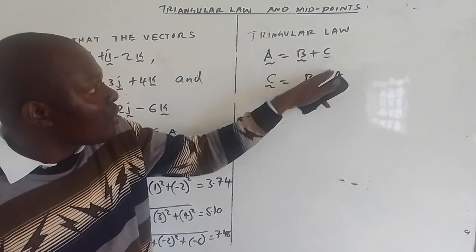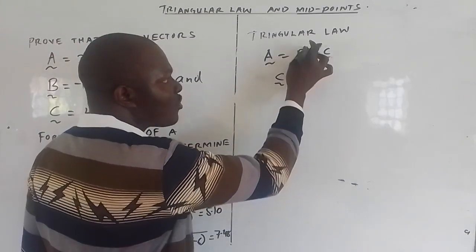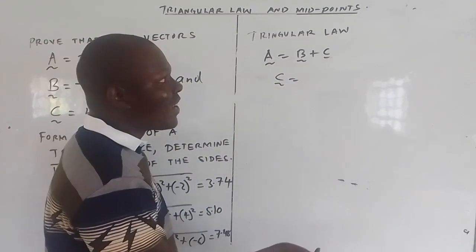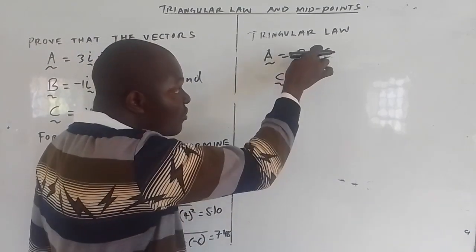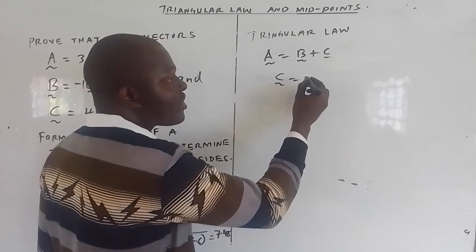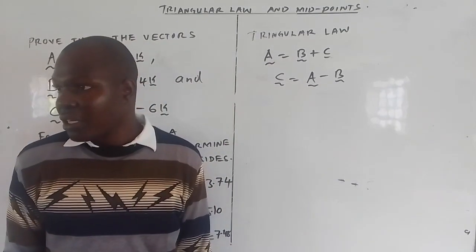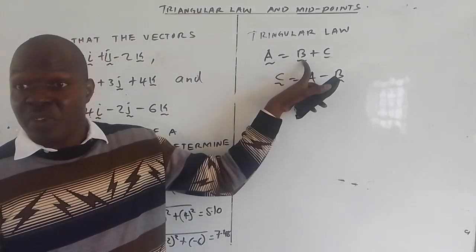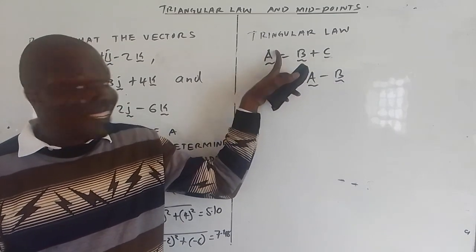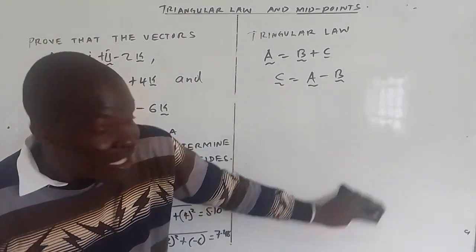If you make C the subject of the formula, B comes this side. No, it is not that. See, it is the B coming there, so it is A minus B. If you bring B this side, it is negative B, so you remain with C equals A minus B. If you like, you can make B the subject of the formula. C goes to the other side, so it is A minus C. So here we now have C is equal to A minus B.